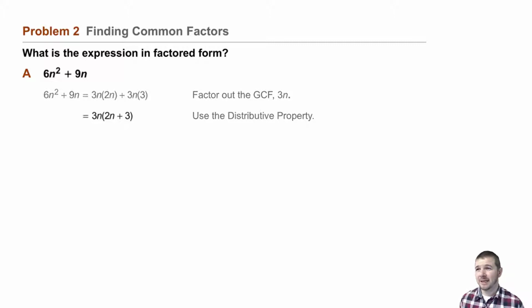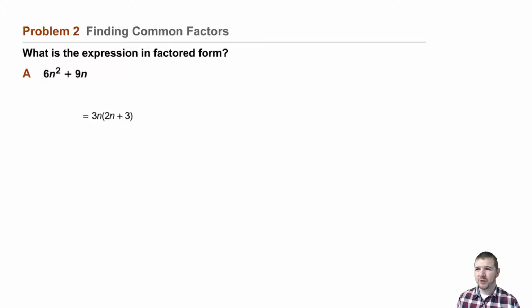Now at this point, I always like to double check my work by distributing the 3n to the binomial and just making sure I haven't made any mistakes. So a quick check, 3n times 2n, sure enough, is 6n squared, and then 3n times 3 is plus 9n.